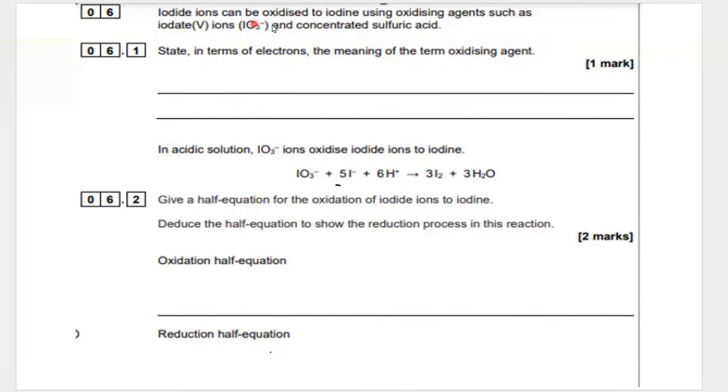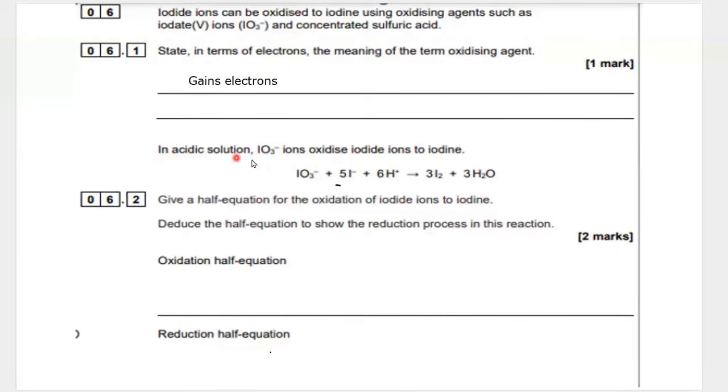Question 6. Iodide ions can be oxidized to iodine using oxidizing agents such as iodate 5 ions and concentrated sulfuric acid. State in terms of electrons the meaning of the term oxidizing agent. So an oxidizing agent is itself reduced but causes another chemical to lose electrons and be oxidized. So an oxidizing agent gains electrons. So a substance that gains electrons would be a better answer, but I'm kind of conscious of time.